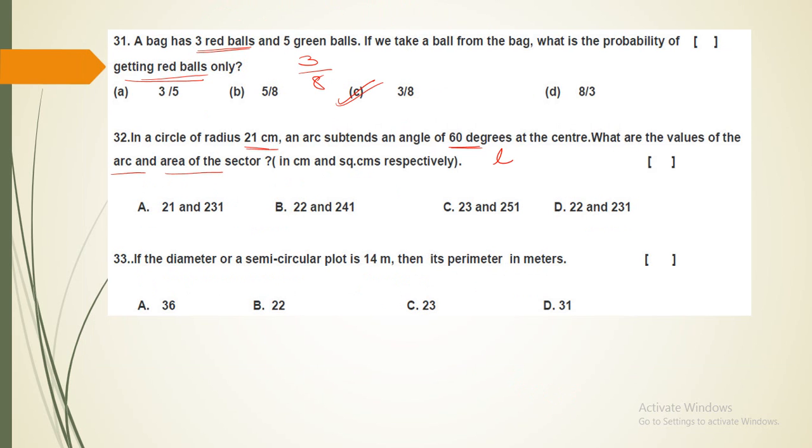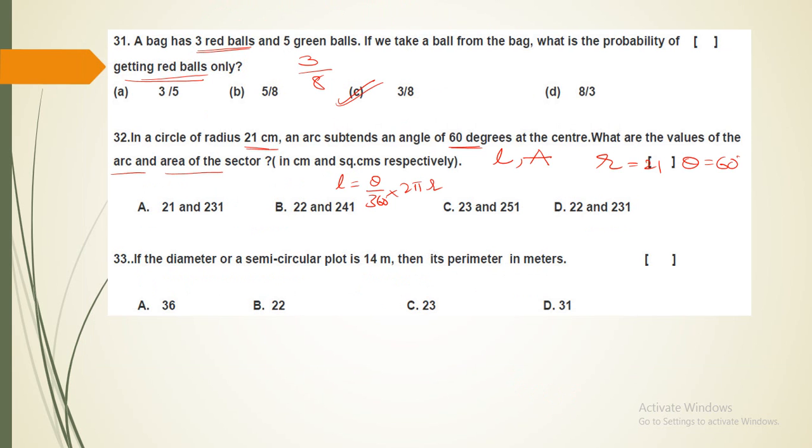So he is asking you to find the length of the arc as well as the area of the sector, right? So for that, what is the radius? The radius is given as 21 centimeters and theta is 60 degrees. So what is the length of arc formula? L is equal to theta by 360 into 2 pi r.